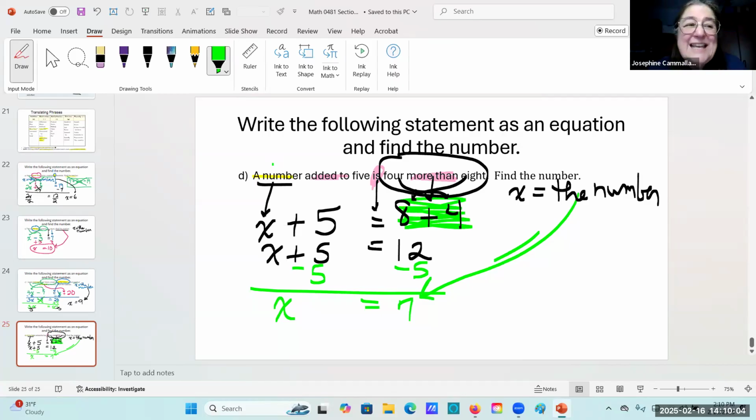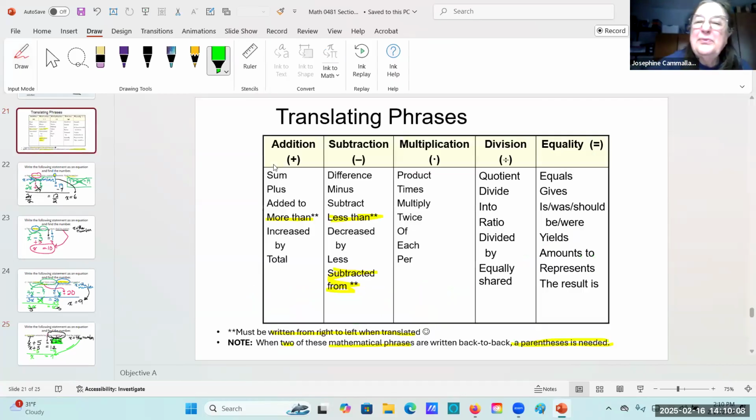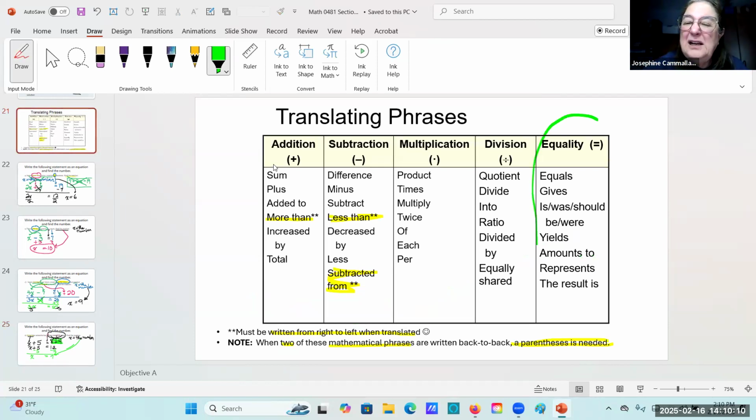Find the phrase "is," or in your brain, that's an equal sign, okay? "Is the same as" is also in that column if you want to add that phrase to it.